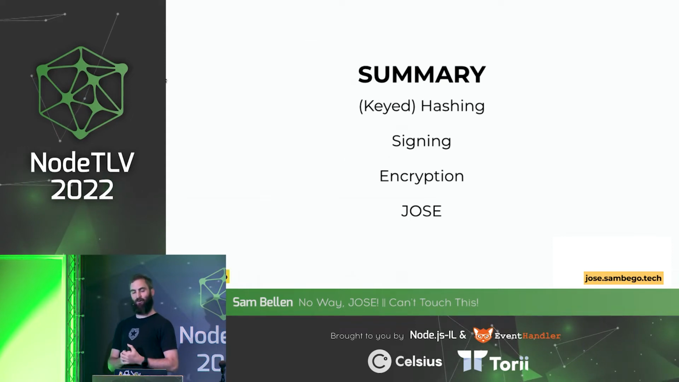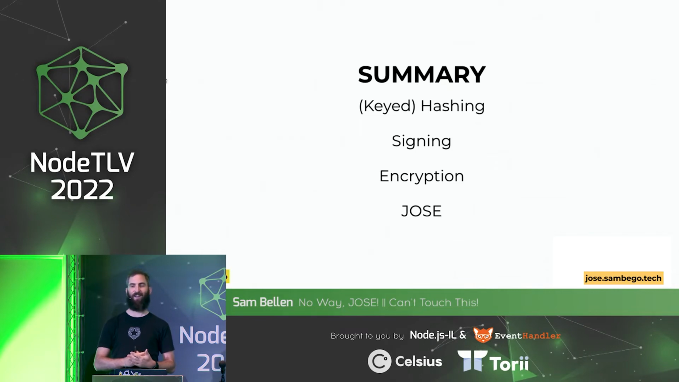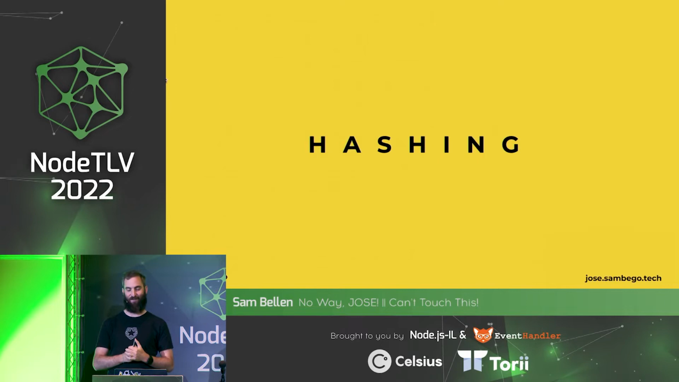So, what are we going to look at today? We're going to look at hashing and keyed hashing, signing, encryption, and lastly, that very unknown thing called Jose. So let's get started, because we only have 30 minutes.